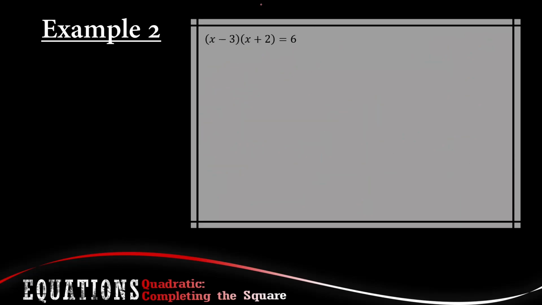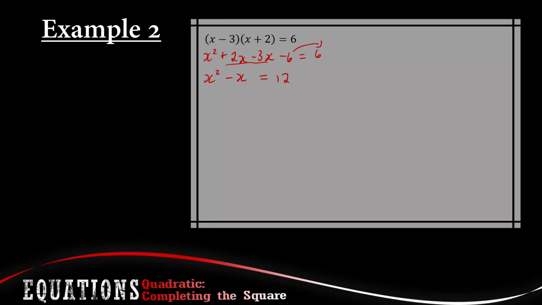Right, and then for the second example, we can see that this isn't in standard form, so the first thing we need to do is to put it in standard form first. We're going to multiply out these brackets, so we have x squared plus 2x minus 3x, and then minus 6 equals 6. And then I'm going to take this 6 over, and I'm just going to simplify this by adding those like terms. So x squared minus x equals, so this becomes a plus, 6 plus 6 is 12, all right?